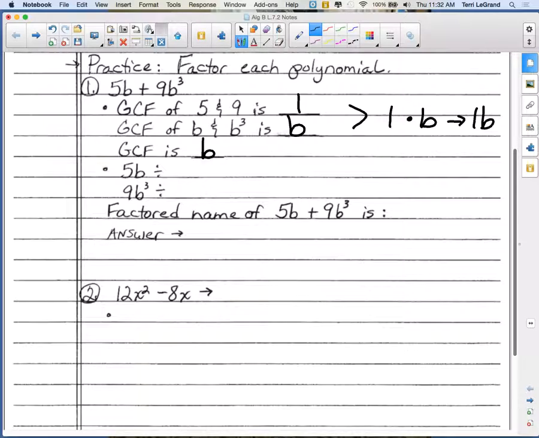Now remember what I said. That is going to become one of our factors. So let's just go right down here and write a b. We already have one of our factors. It's b.